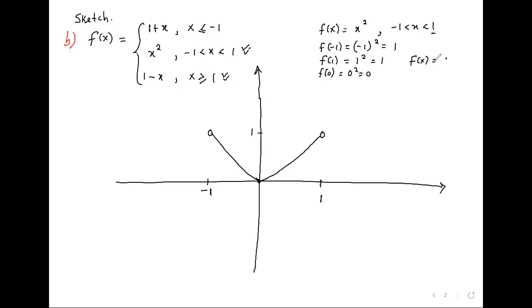Then you go to the right, f of x is equal to 1 minus x whenever x is bigger or equal to 1. So you start at 1. So what is f of 1? That's 1 minus 1, which is 0. So you're at 1, 0, you close. Pick a number like 2. What is f of 2? You get 1 minus 2, which is -1. -1 is down here. So it's somewhere here. So it's a straight line like this.